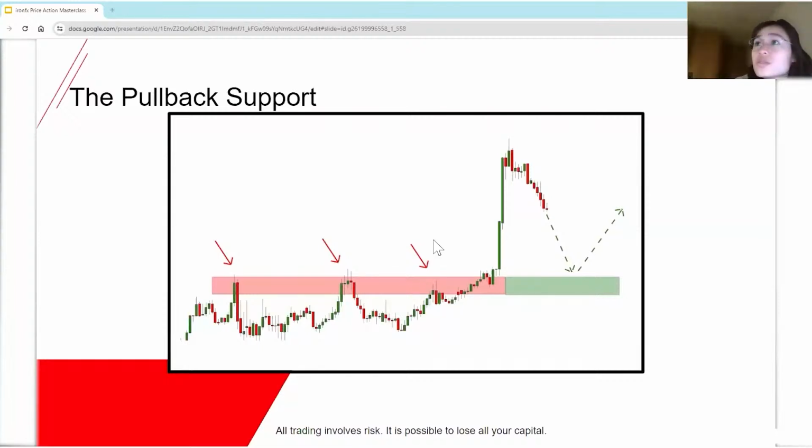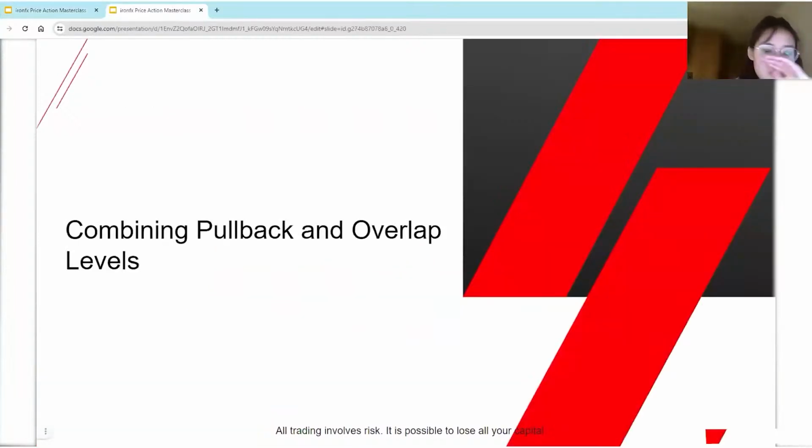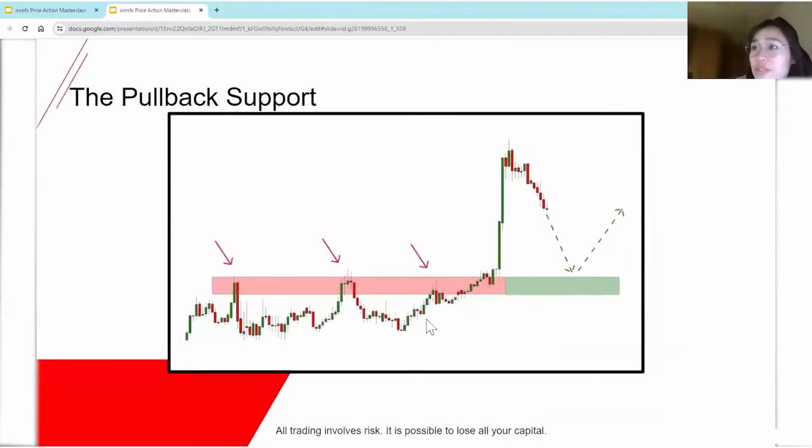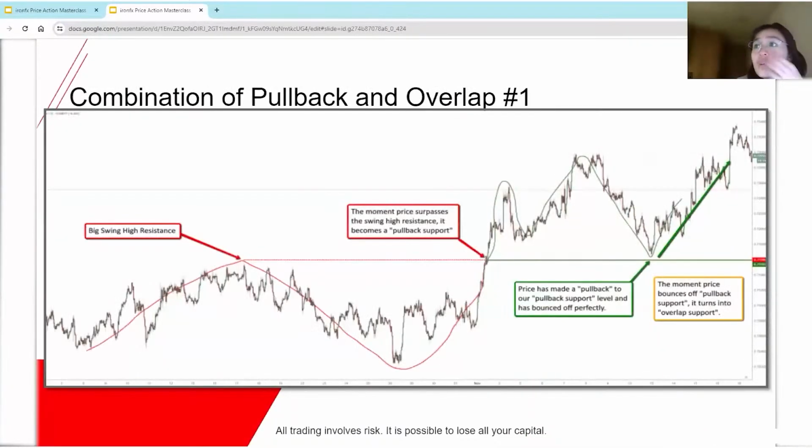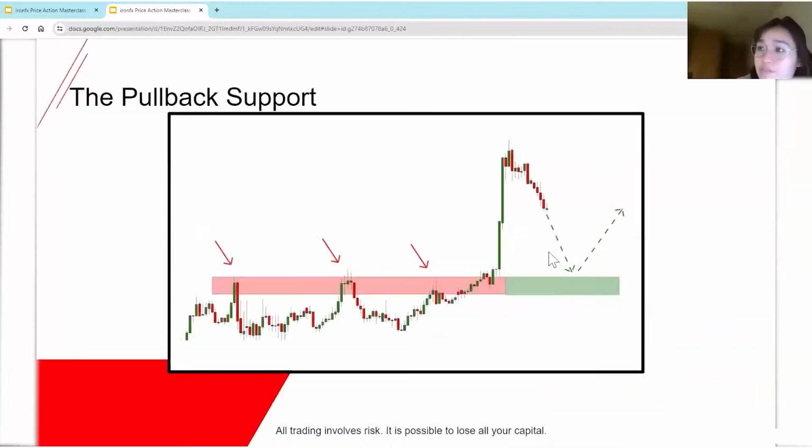Okay, so now let's combine our pullback and overlap levels. I already mentioned the pullback support earlier, so let's talk about our overlap levels now. So an overlap level, like I mentioned earlier, is basically when price comes back to it like this, and it actually reverses off of it. So when we have a swing high and a swing low that line up nicely, that's an overlap.